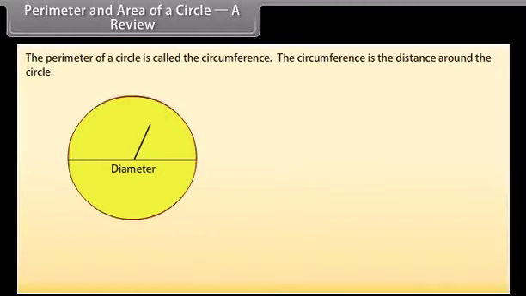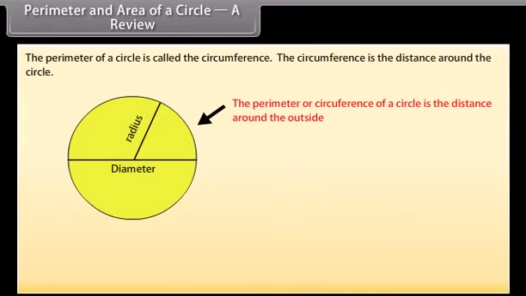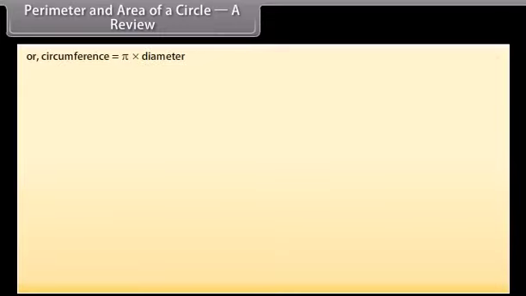A review. The perimeter of a circle is called the circumference. The circumference is the distance around the circle. The ratio of circumference with its diameter is constant. The constant ratio is denoted by pi, so circumference is equal to pi into diameter, which is equal to pi into 2r, where r is the radius of the circle, which equals 2 pi r.